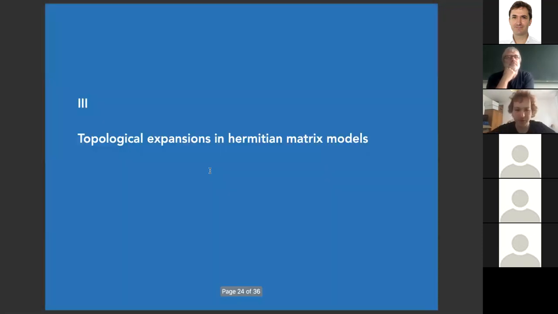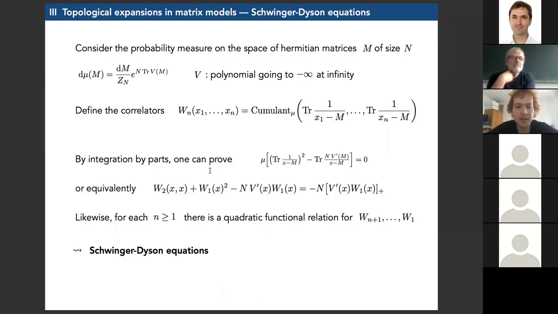So now, matrix models. Here we look at the probability measure on the space of Hermitian matrices of size n. And for simplicity, I'm just going to look at measures of this form, where V is some polynomial such that this measure has finite mass. Then you may be interested in the spectral invariants of this matrix, so traces of powers of the matrix, that you can put into a single object with these cumulants. And ideally, you would like to compute these WNs, especially when the matrix becomes very large.